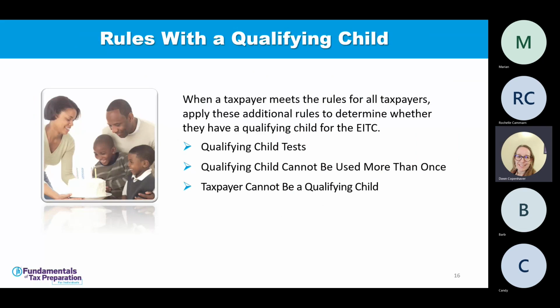Okay, so let's talk about the most common situation that we have with earned income credit: people who have children. So when a taxpayer meets the rules for all taxpayers, so their income is below the thresholds, they're US citizens, they have Social Security numbers, their investment income doesn't exceed the threshold, then they have additional rules with kids. They have the qualifying child test. Again, the dependent cannot be used on more than one tax return for earned income credit, and the taxpayer themselves cannot be a qualifying child.